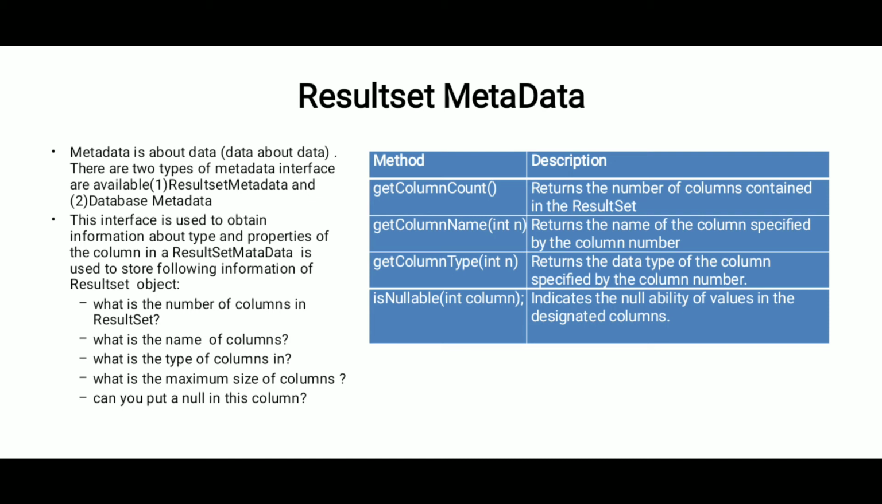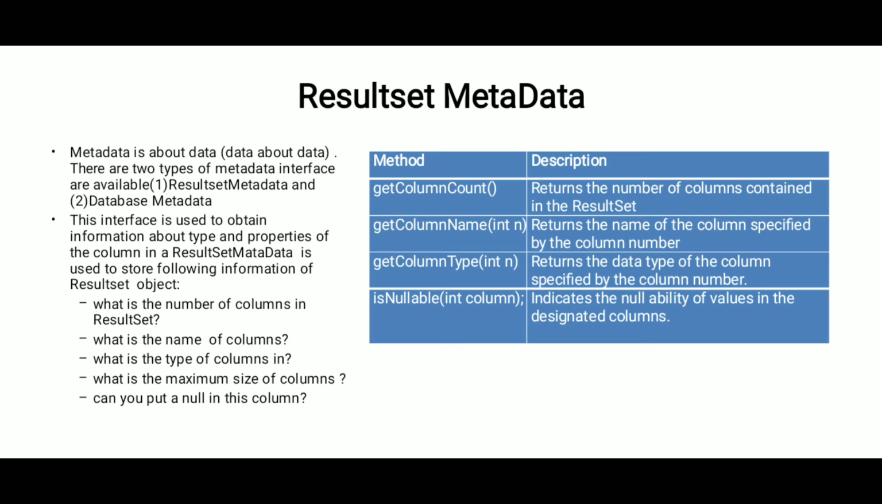So it contains the information about the data which we applied in our application or in our program. There are two types of metadata interface available in JDBC. The first one is ResultSetMetaData, and the second one is DatabaseMetaData. ResultSetMetaData contains all the information related to the result set, which is generated from the database when we apply any query, and after execution of this query the result set is generated. So all this information is stored in the ResultSetMetaData. While the second one is DatabaseMetaData, it contains all the information of the database.